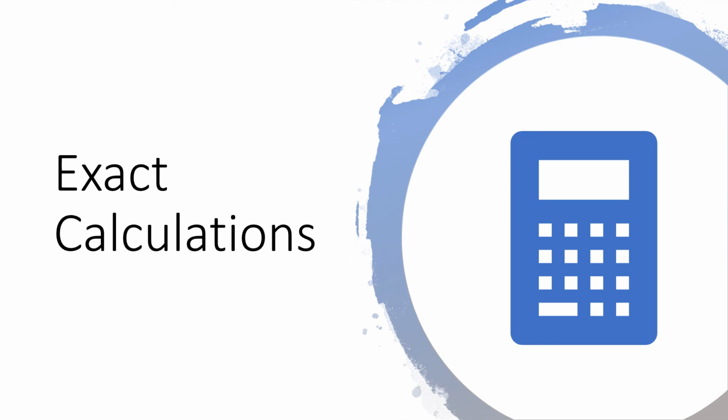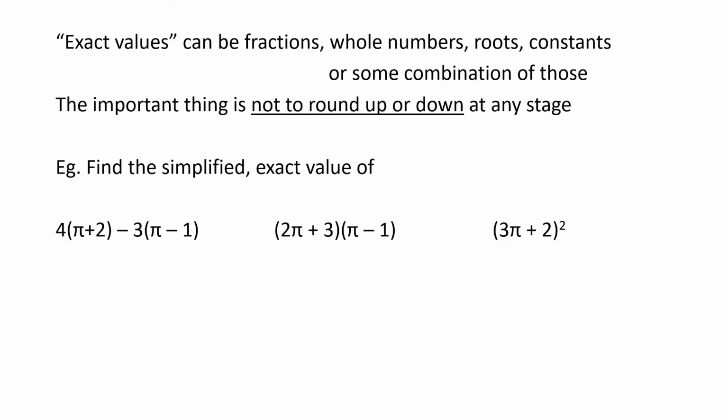Okay, folks, we're going to finish off chapter 17 with a little run through of exact calculations. A lot of this is going to be looking at surds from chapter 13, so you might want to have those notes handy. So essentially, an exact value is anything which can be like a fraction or a number or a root or a constant or anything that isn't just like a rounded decimal. The idea is that it is exact and completely accurate.